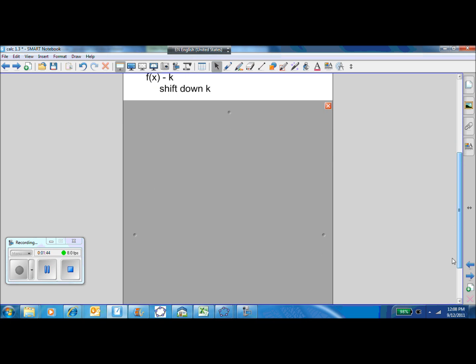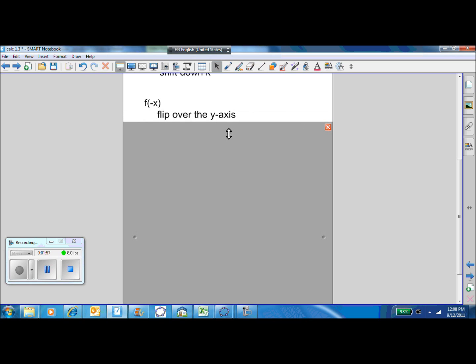Now let's look at what happens with our reflections. If we do f of negative x, this is actually a flip over the y-axis, because the points will keep the same y's but different x's. So it's a flip over the y-axis. Whereas negative f of x, you keep the same x, but you do exactly the opposite y. That's a flip over the x-axis.